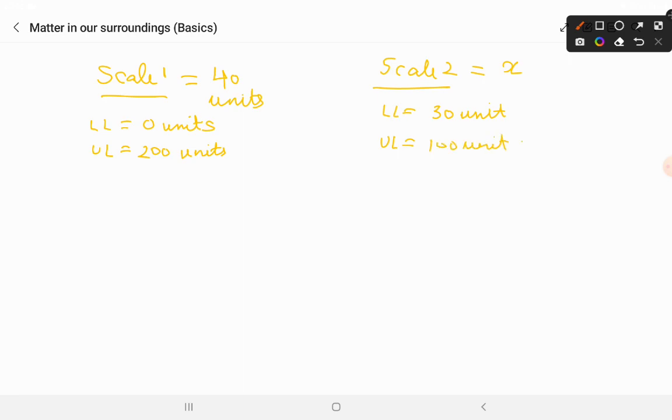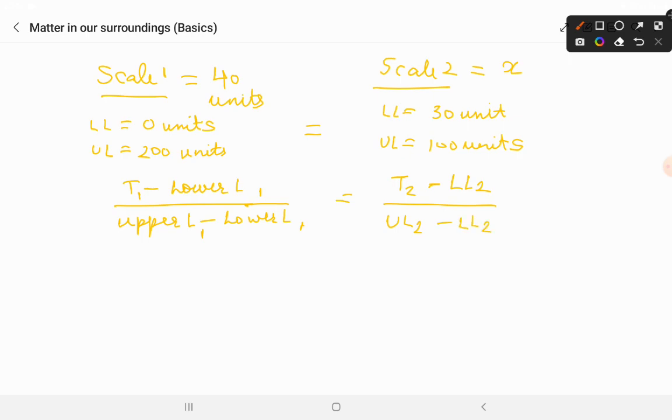Now what do we need to do? We need to equalize these two, which means we'll write here the temperature minus lower limit upon upper limit minus lower limit. Now this is T1, this is again 1, this is 1 and this is also 1, and here we are going to write T2 minus lower limit 2 upon upper limit 2 minus lower limit 2. This is the basic formula. This step at least you have to learn by heart.